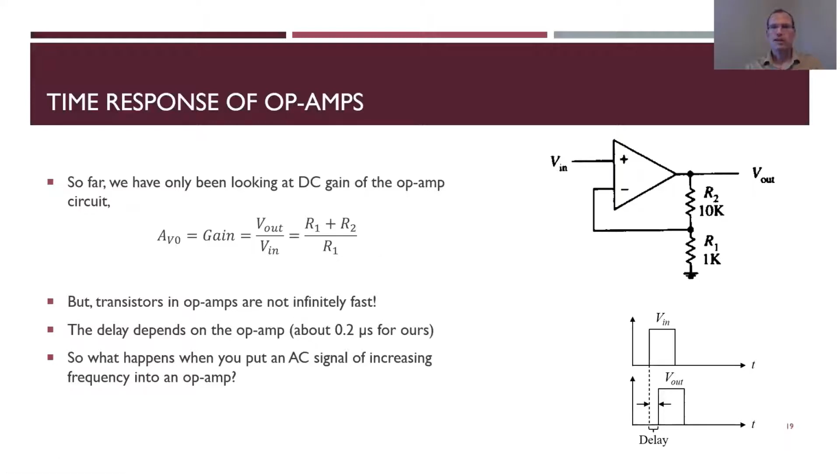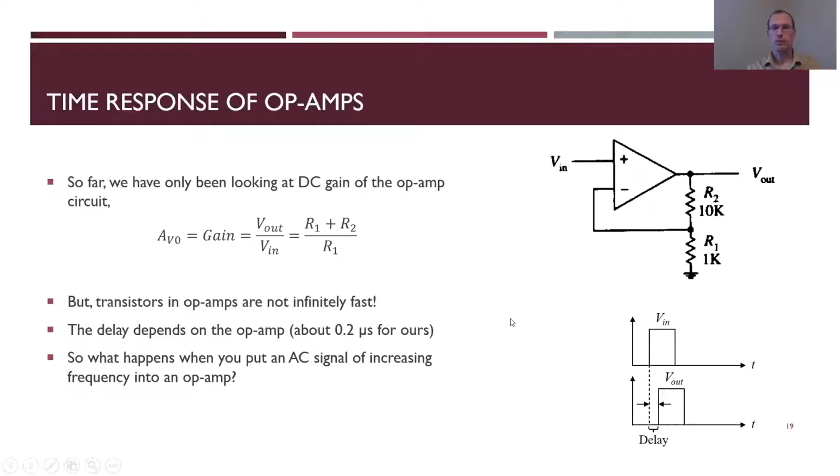Now the problem with the AC source is that the transistors in op amps don't react instantaneously. There's a slight delay, and the delay is going to depend on the op amp. Most of the ones we use in lab have a delay of roughly 0.2 microseconds, which is relatively fast to the human eye. But if you have a relatively high frequency, that's not necessarily that fast.